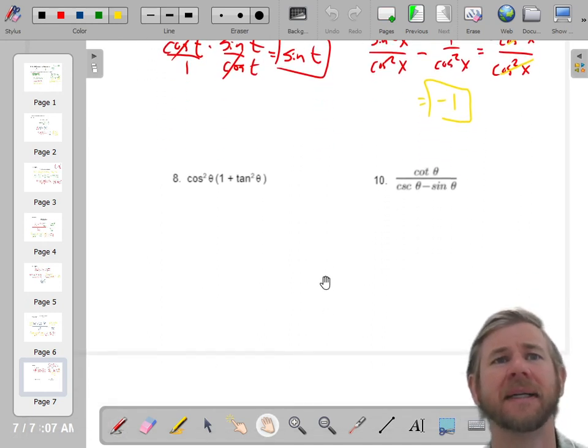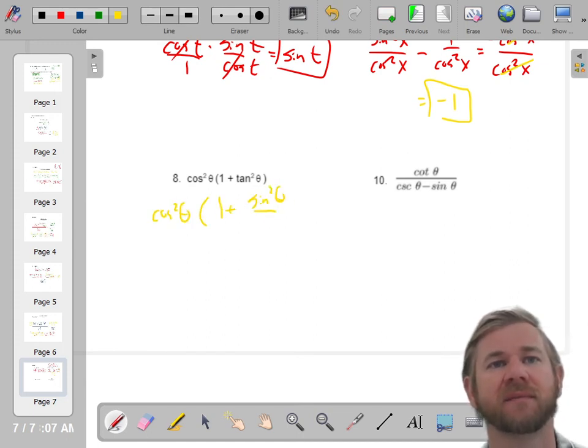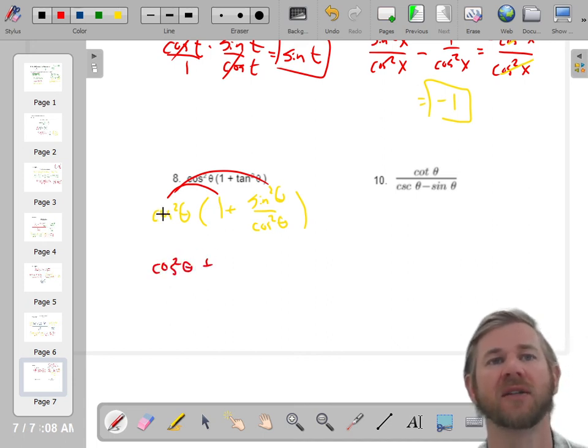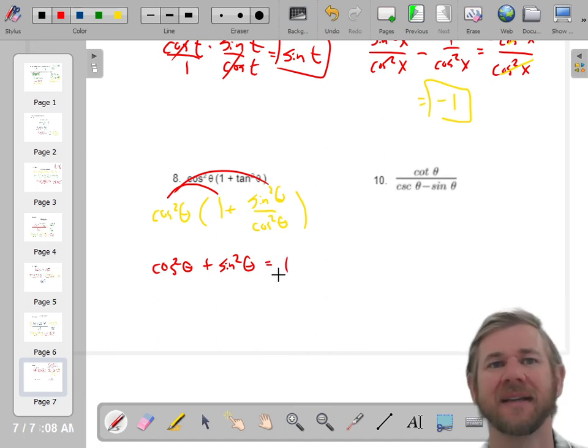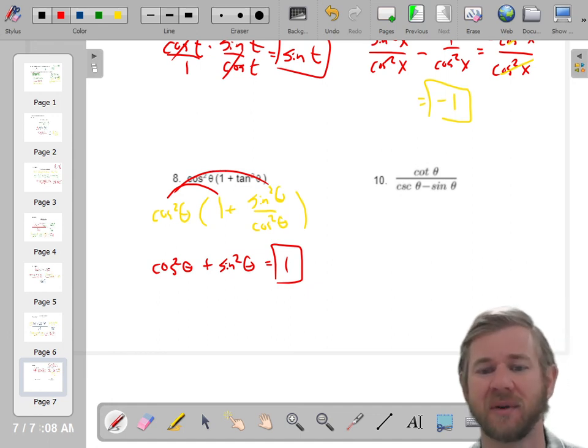Let's keep going. I'm going to distribute. Actually, you know what? I'm going to first make everything sine and cosine, because that's kind of my main strategy still. And I think when I distribute, it's going to be nice. So cosine squared times 1 is cosine squared theta. And cosine squared times sine over cosine squared, these will cancel, and you'll just end up with sine squared theta. So this ends up being cosine squared plus sine squared theta, which, hey, that's a thing. It's 1. So we have 1 that equals positive 1. Yeah, they clean up nice.